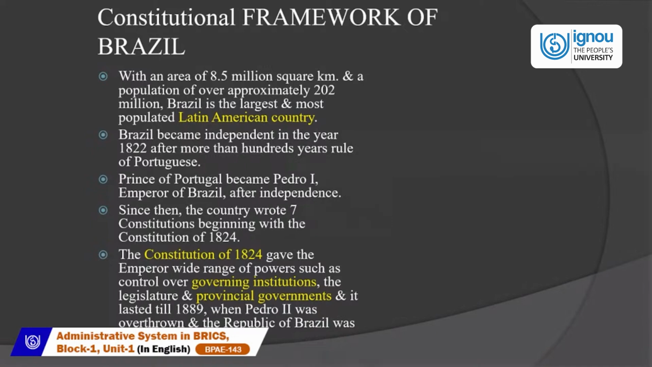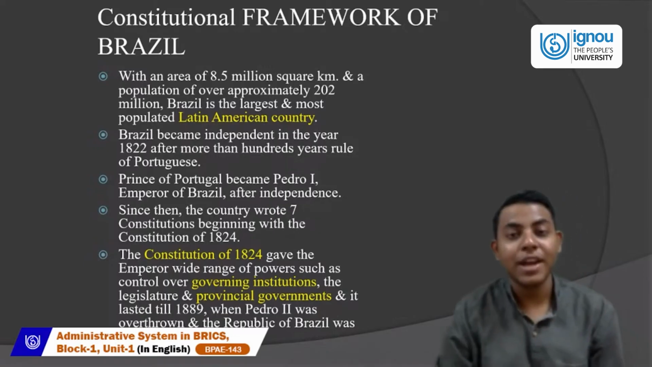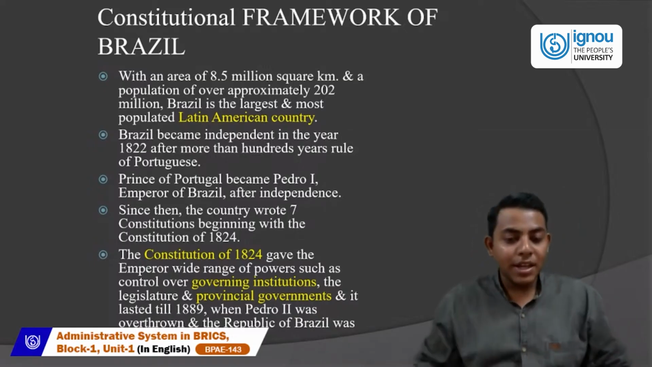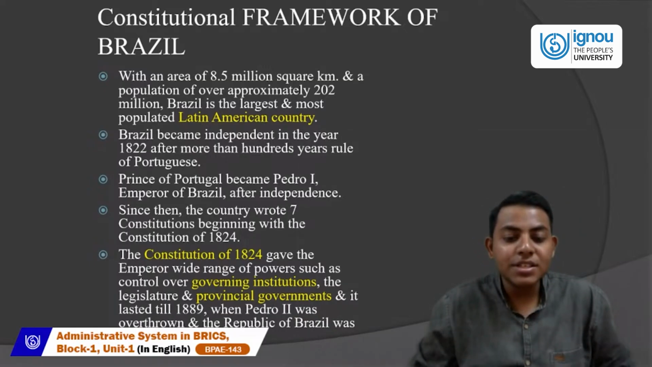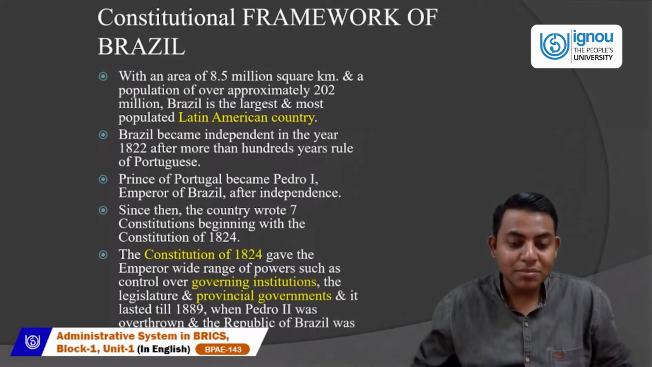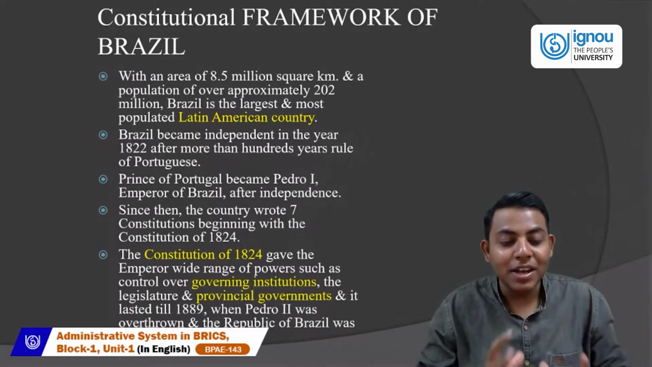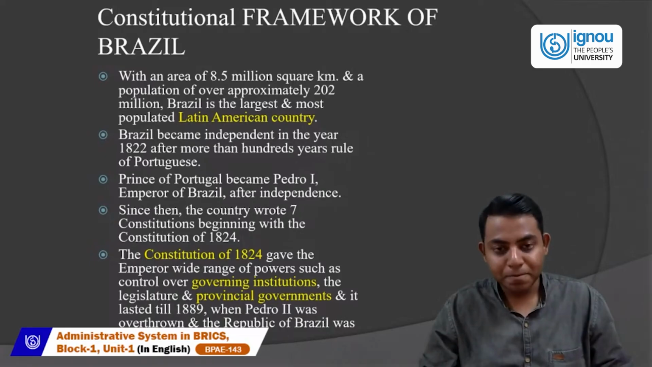So the Prince of Portugal, who was Pedro I, wrote 7 constitutions, beginning with the Constitution of 1824. If we see the Constitution of 1824, it gave the Emperor of Brazil wide-ranging powers. Now, what were those powers? They were control over governing institutions, the legislature and provincial governments, and also this Constitution lasted till 1889, when Pedro II was overthrown and the Republic of Brazil was formed in 1889.